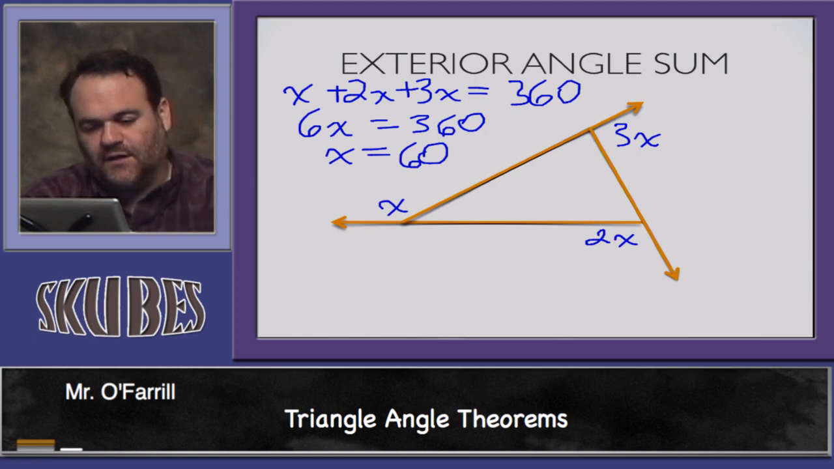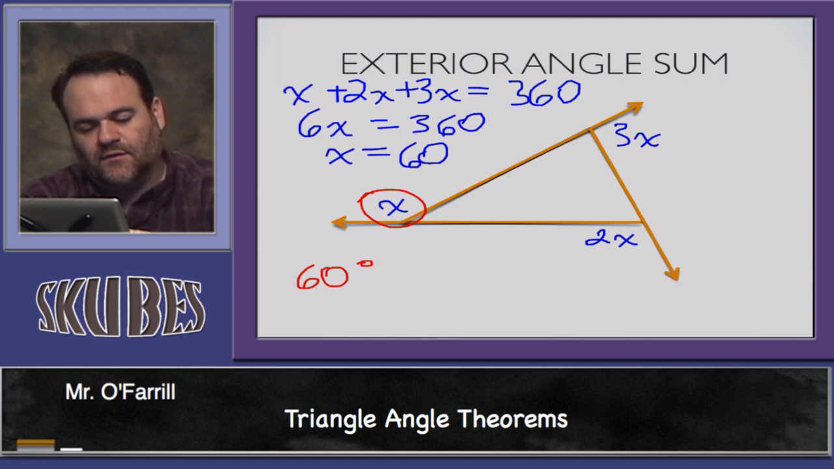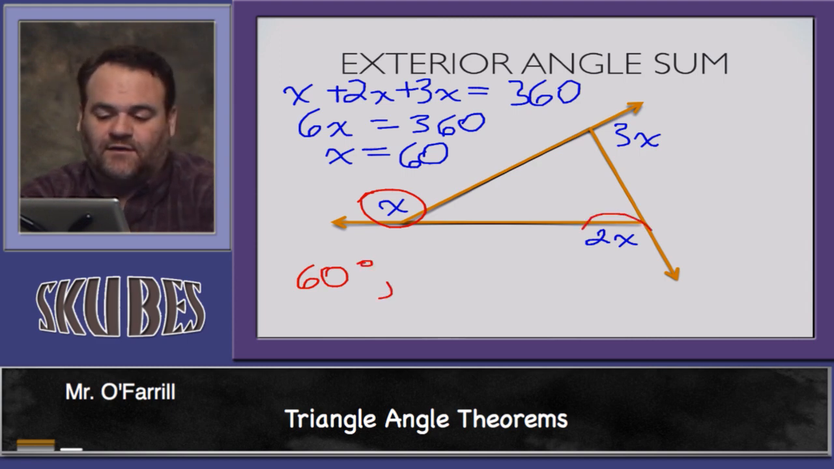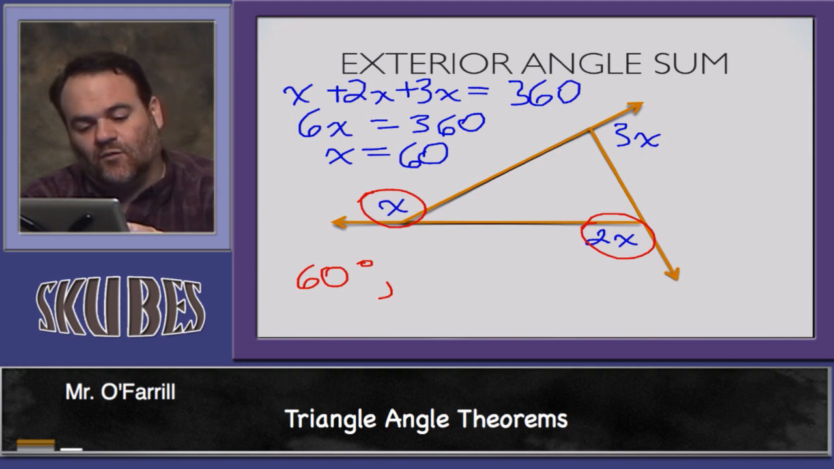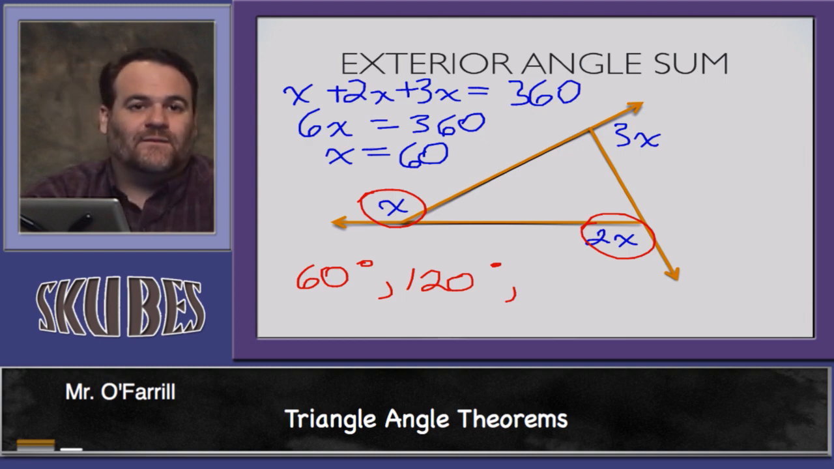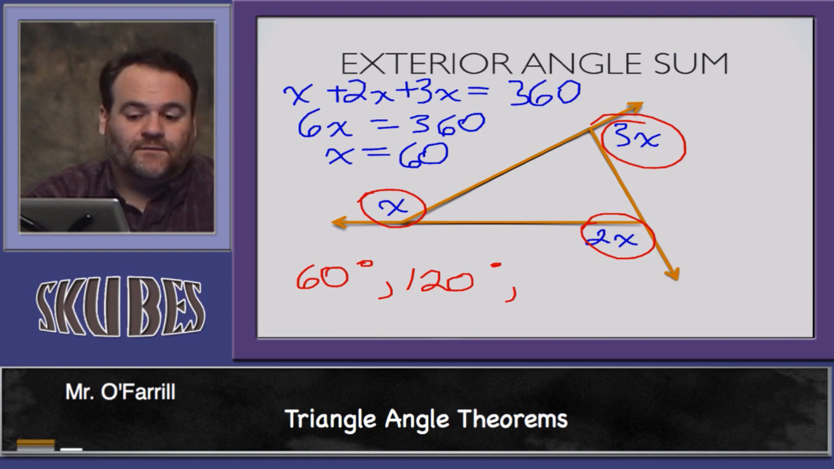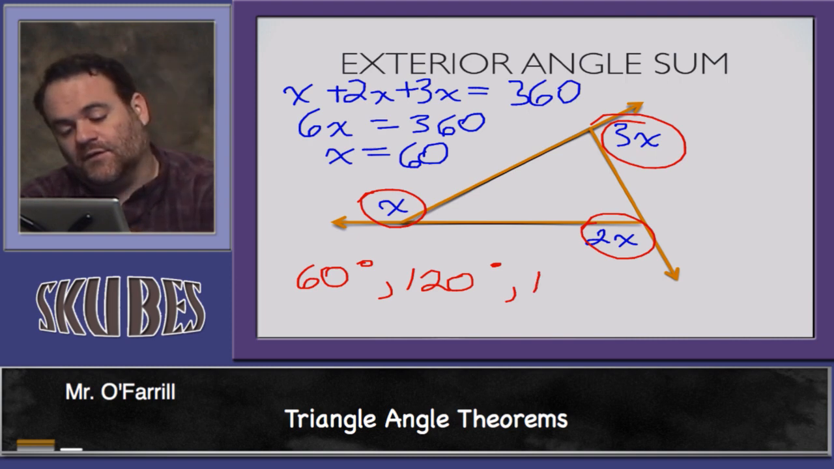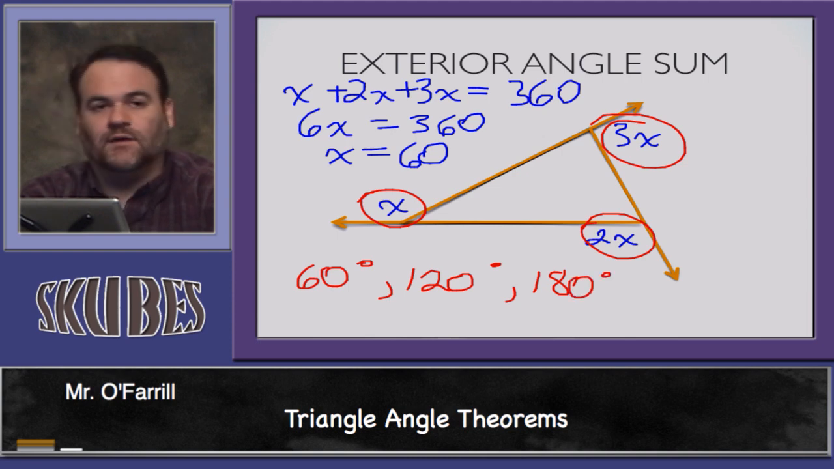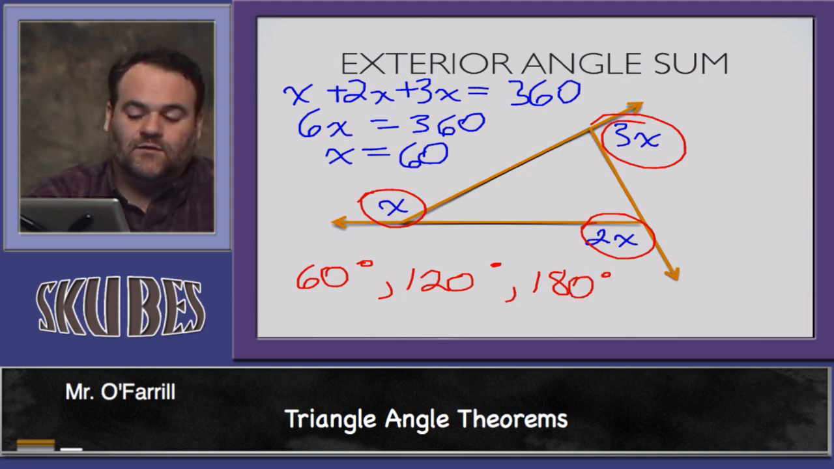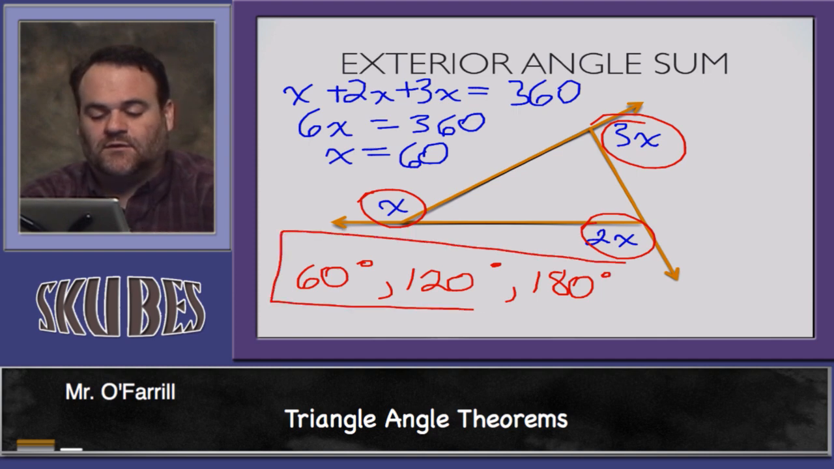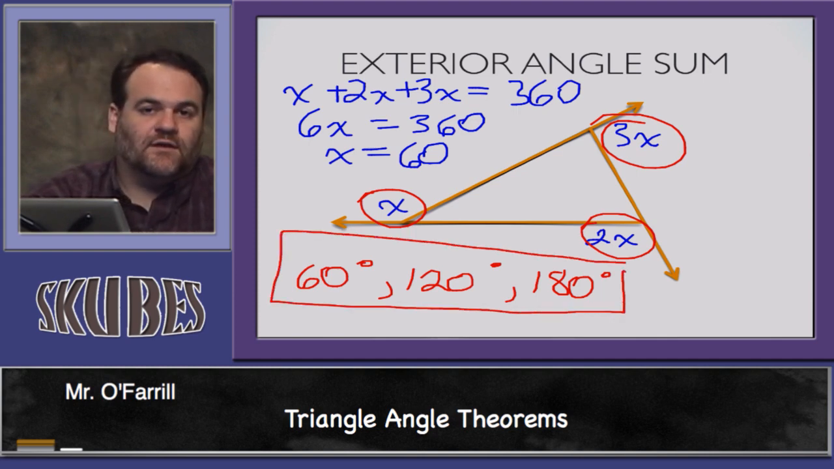So, as I start writing down the answers, we know that that angle right there is going to be 60 degrees. Double that to find this angle right here, which is 120 degrees. And triple it to get this angle right here, to get 180 degrees. And those are the three angles that are exterior to this triangle.